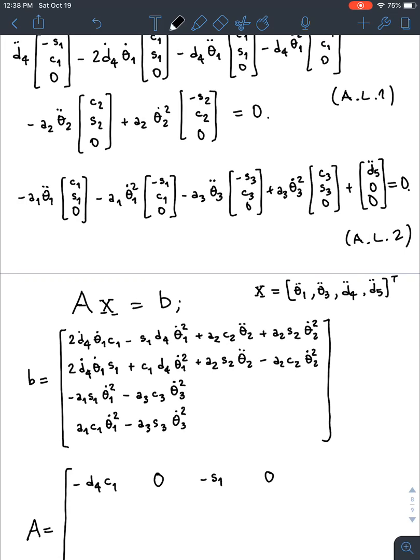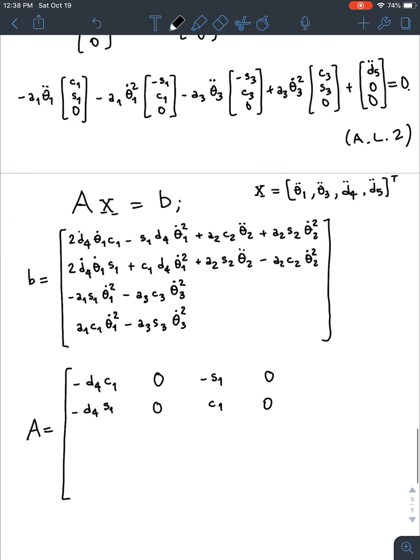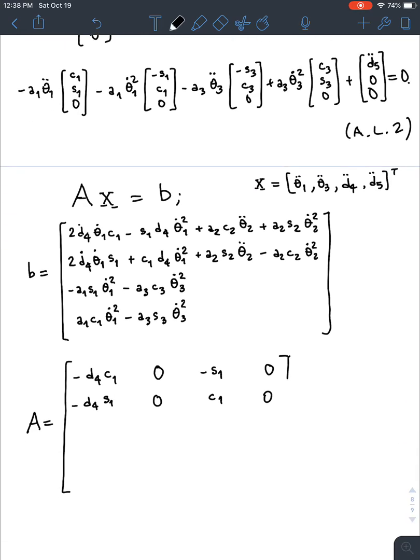Okay, let's look at the second row of AL1 now and look at the coefficient of theta 1 double dot. That reads minus d4 s1. Again, looking at the second row of AL1, looking for the coefficient of theta 3 double dot, I see none, so it is a 0. The coefficient of d4 double dot in that same equation is cosine 1, and the coefficient of d5 double dot is 0. That's the first two rows of matrix A.